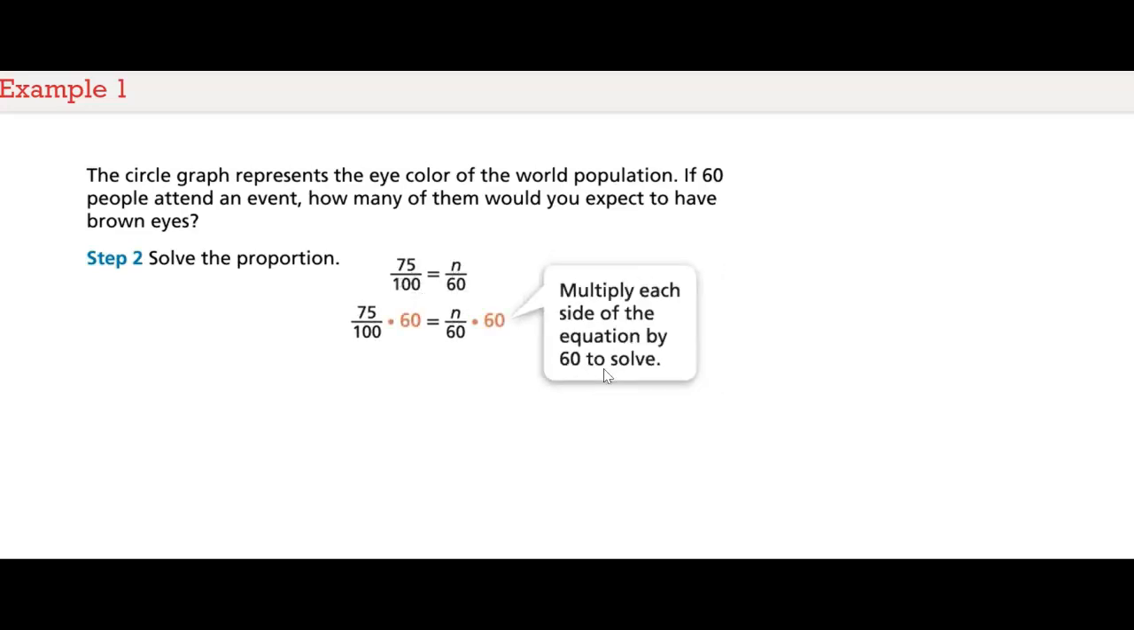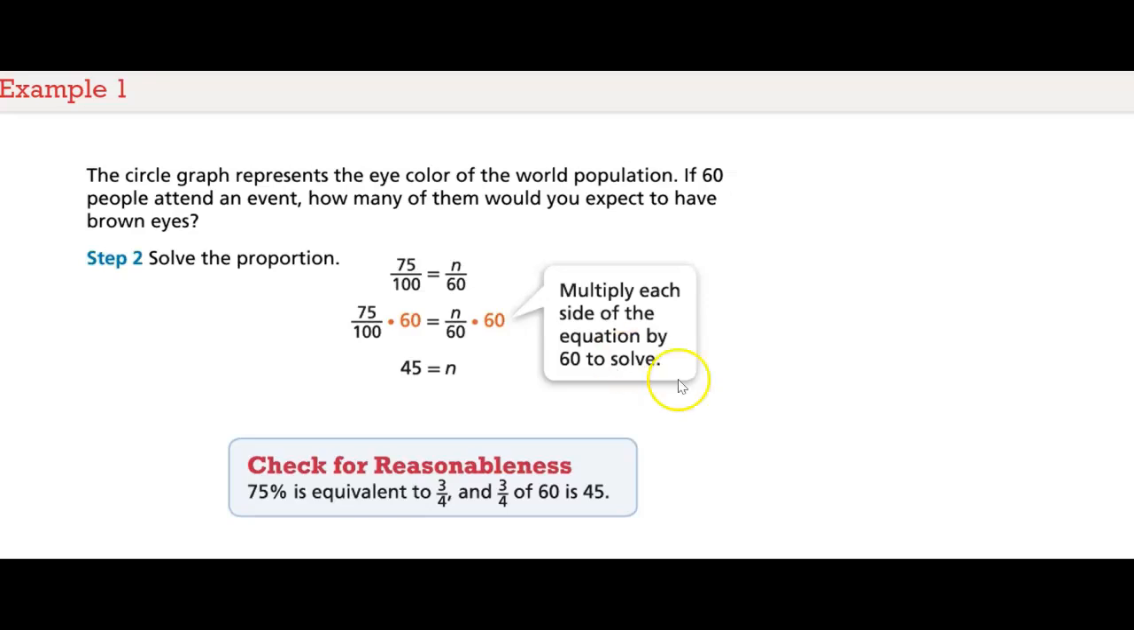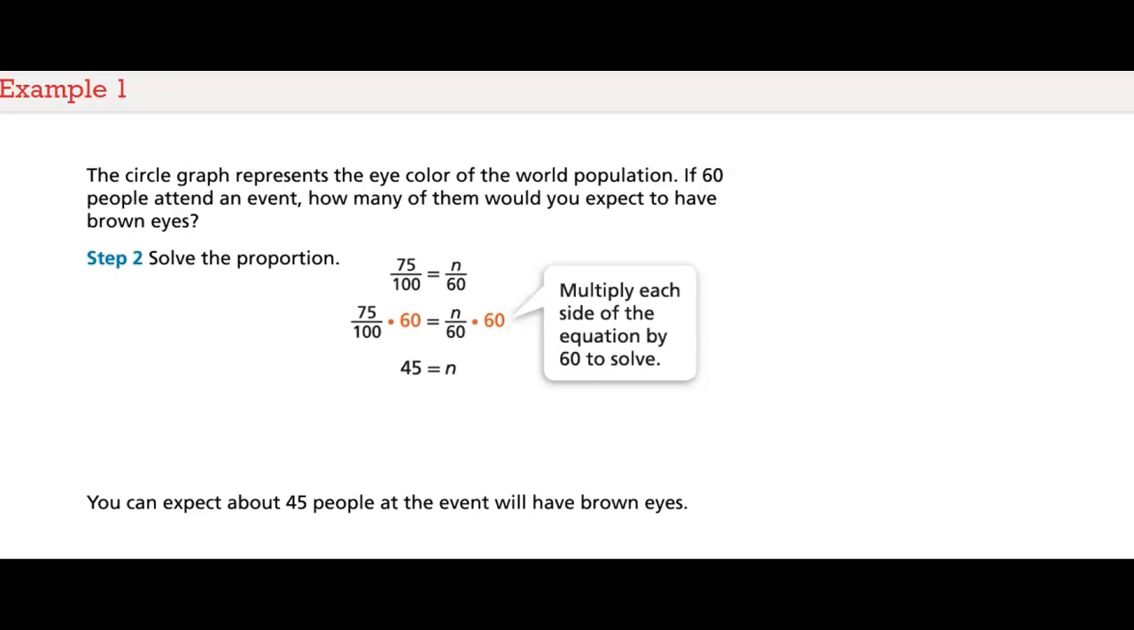Multiply each side of the equation by 60 to solve. n is equal to 45. 75% is equivalent to 3/4, and 3/4 of 60 is 45. You can expect about 45 people at the event will have brown eyes.